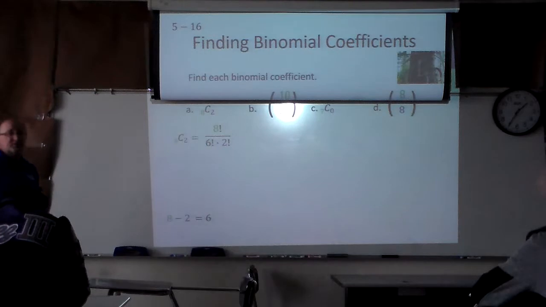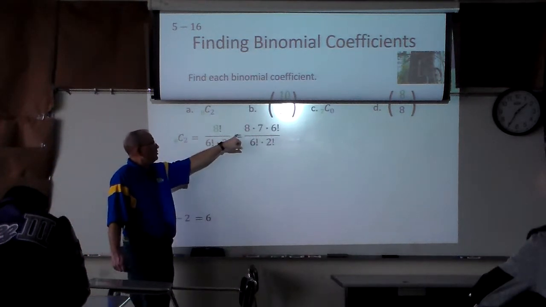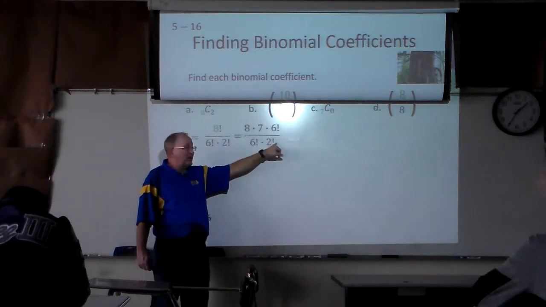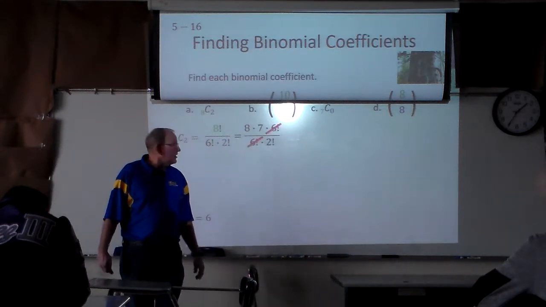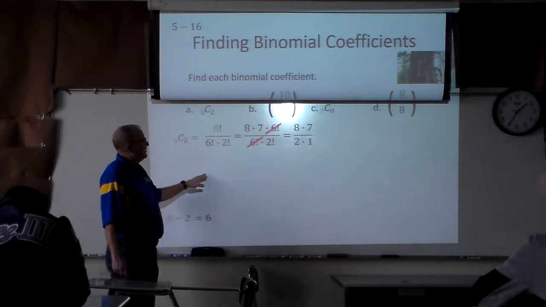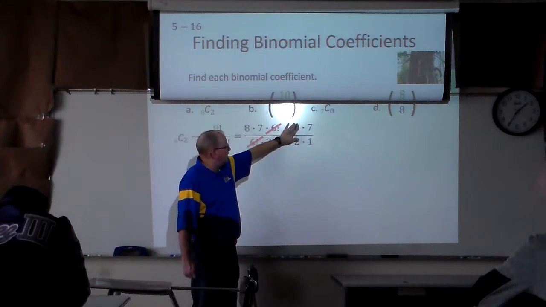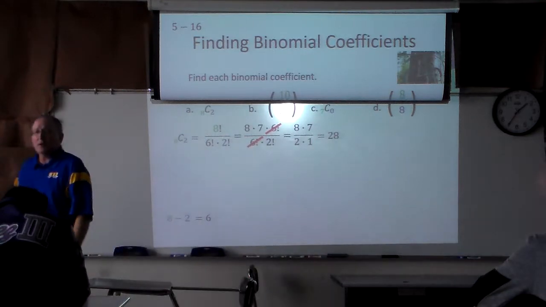So, how do I work this problem? I just wrote 8 times 7 times 6 factorial, because this is 6 factorial times 2 factorial. What's going to happen to the 6 factorials? They cancel out. So now I have 8 times 7 over 2 times 1. 2 goes into 8 4 times, and 4 times 7 is 28. Not that hard.